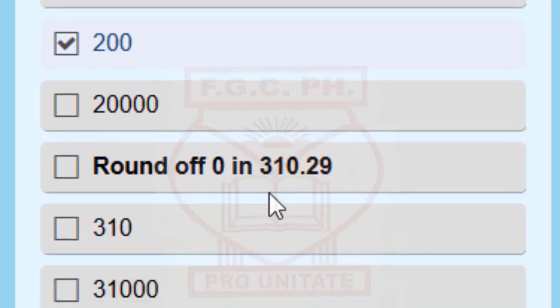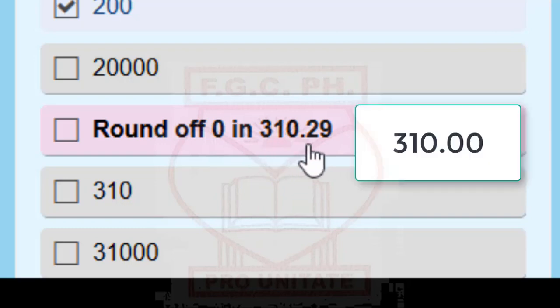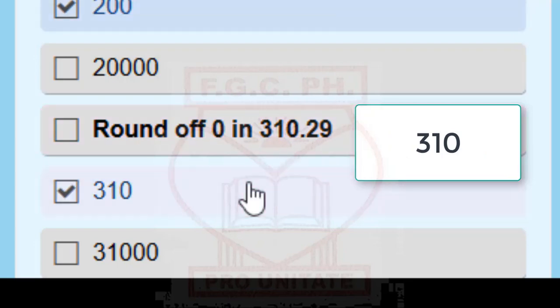Round off 0 in 310.29. 0 should be rounded down, so we have 0.00, and 31 remains the same, so we have 310.00. 00 after the point is knocked off, so we have this.